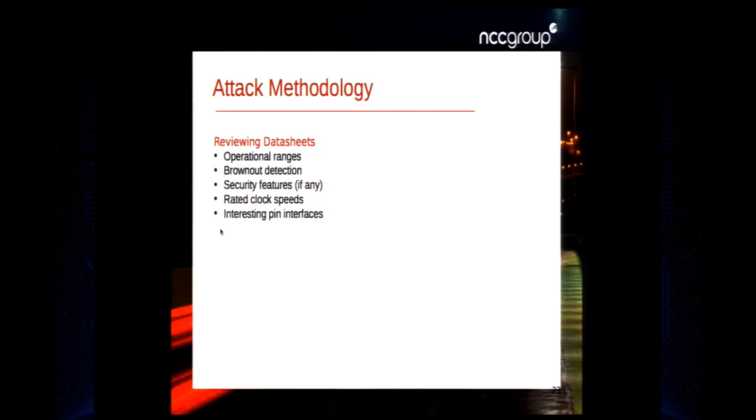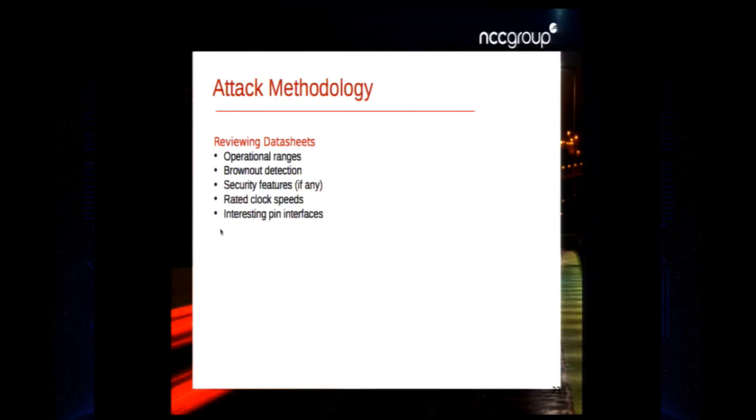So when you're reviewing the datasheets, if you're doing a voltage glitching attack, you want to check what the rated tolerances are for voltages. And you need to listen to these, especially if you're doing a spiking attack, because you could accidentally fry the target chip that you're trying to attack.